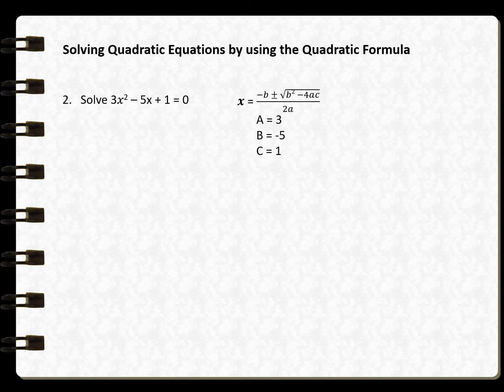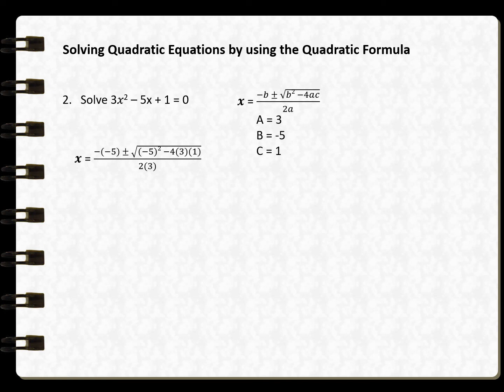Next step is to substitute the values of a, b, and c. So let's substitute them. So negative times negative 5, since ang b natin is negative 5, so magiging dalawa yung negative natin kasi may negative sign sa labas ng b. So that is negative 5 square minus 4 times 3 times 1. 2 is constant, hindi magbabago siya, and then yung a is 3.